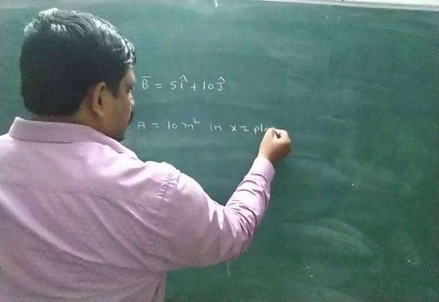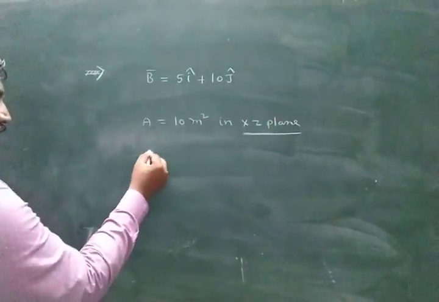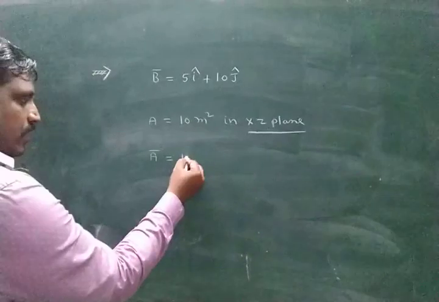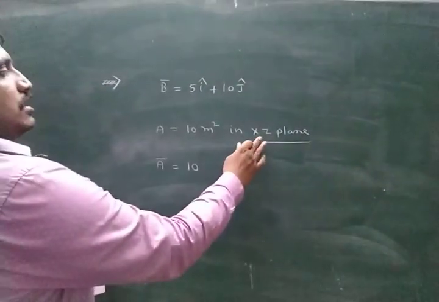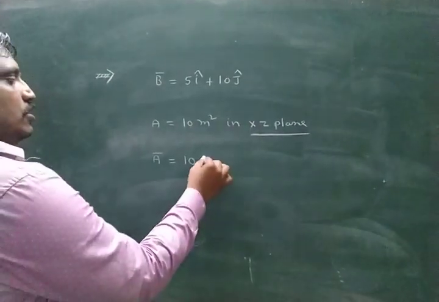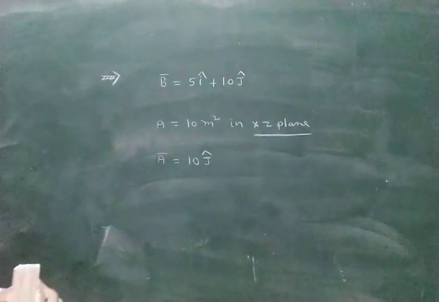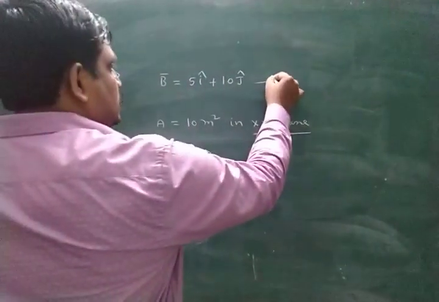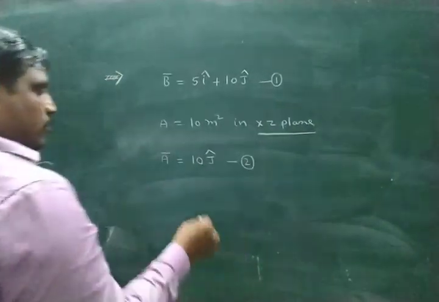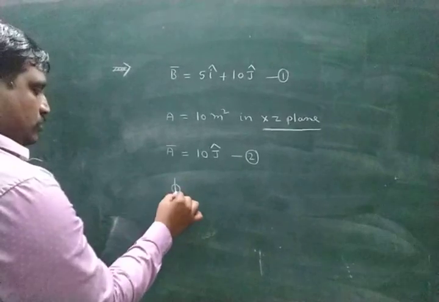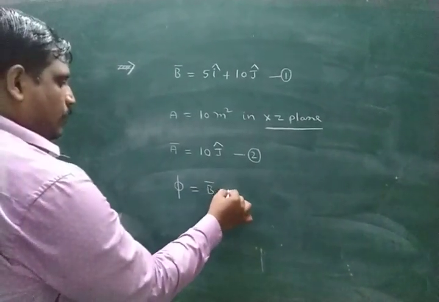Actually, in the chapter, area is a vector perpendicular to the given surface. XZ is the surface. Perpendicular is the y-axis. The y-axis unit vector is j cap. This is the B bar. This is the A bar. Here magnetic flux is B bar dot A bar.